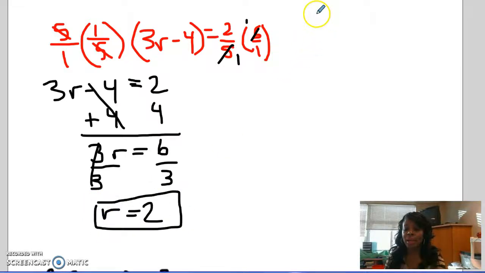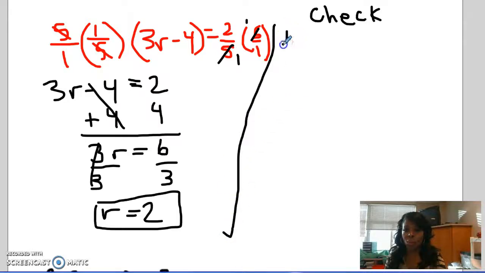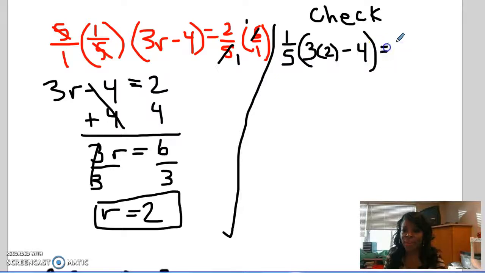Okay, so now let's check. So write the word check, and we're going to go back to the original equation and draw a line here. And 1/5 is equal to 3 times r. So what is our r? 2, right. So let's put a parenthesis, and I know you guys kind of don't feel so comfortable with double parentheses, but what is my slogan? Besides fractions are our friend, our slogan is I'm a big kid now. And we are going to get used to performing operations that may look a little bit more complicated, but really they're not when we practice.